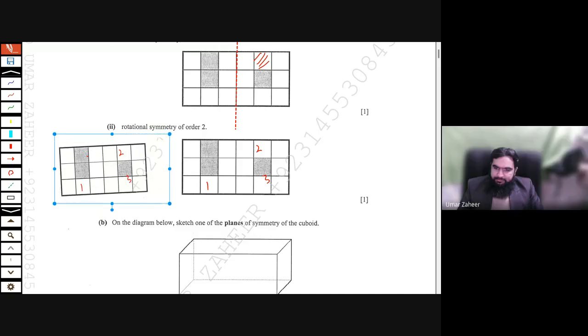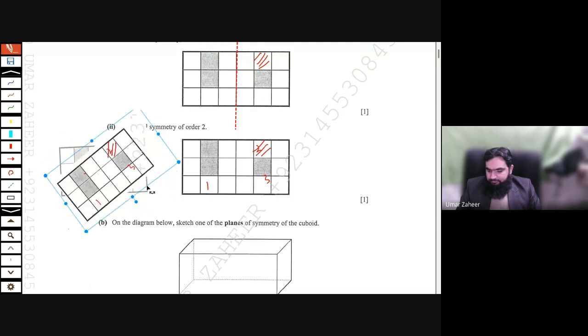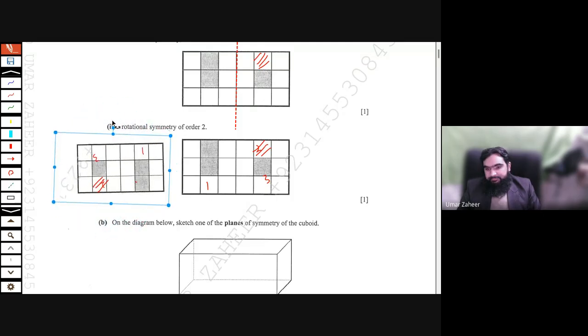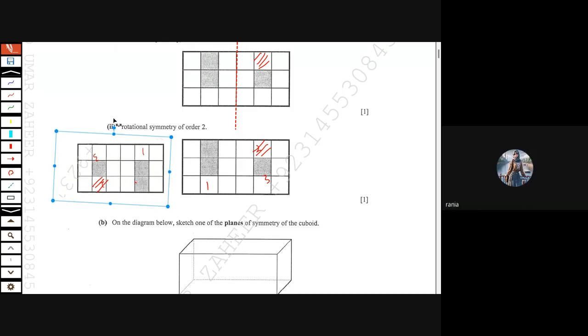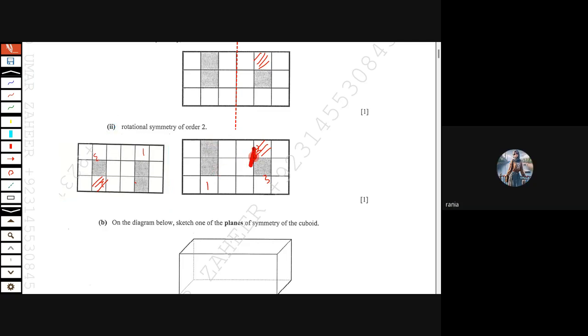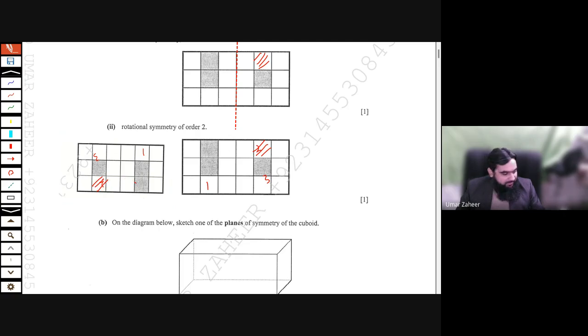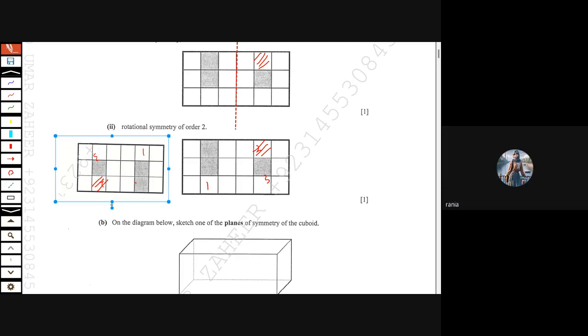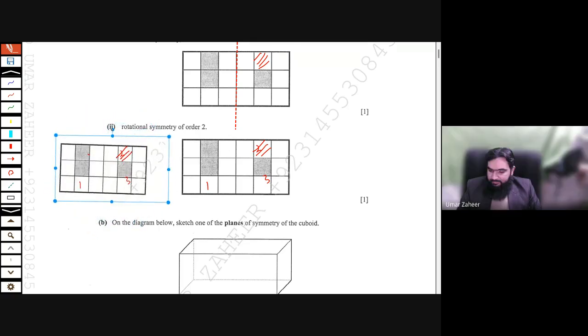All right, let's check. If you are saying 2, let me rotate it. Yes, it is exactly the same. No, sir. Here this is the shaded area, and down here you have the shaded area. How are they going to be the same? So, sir, 3. 2 is the wrong option. You don't have to shade it.